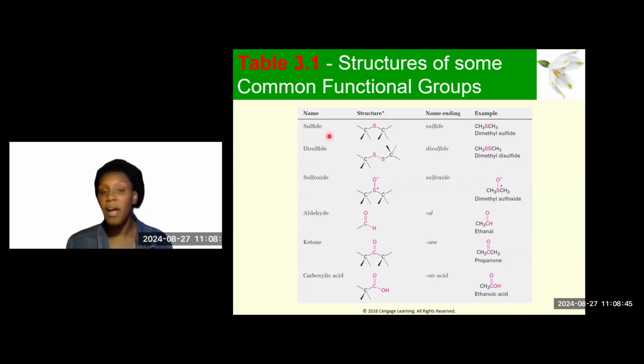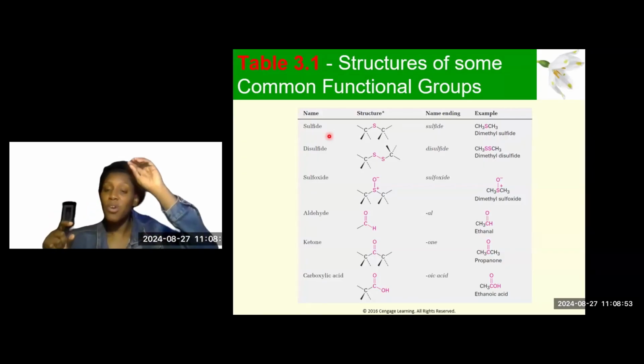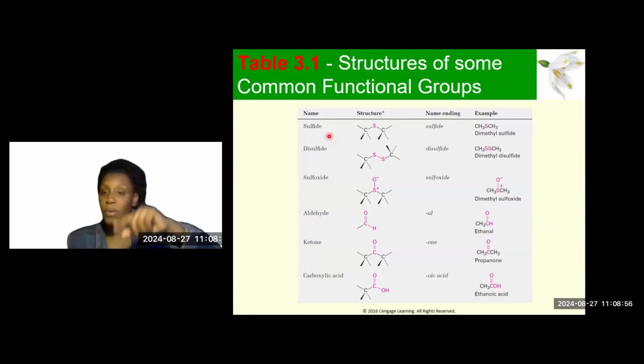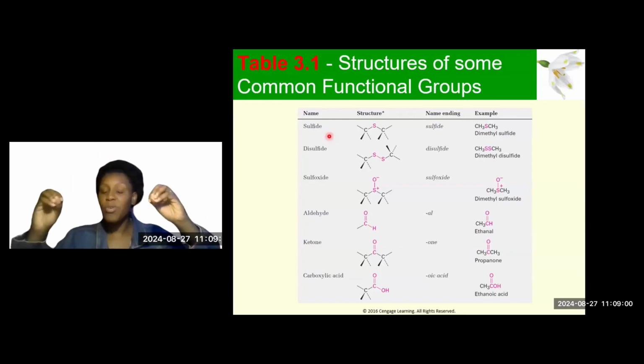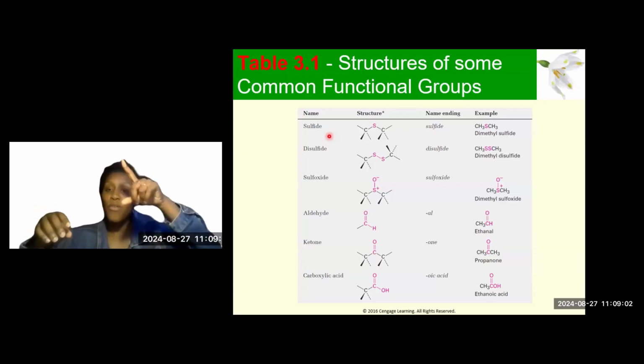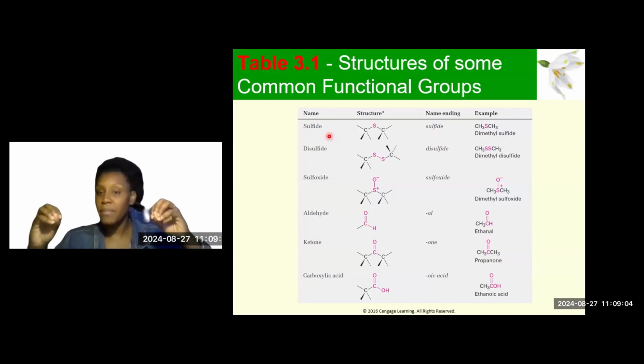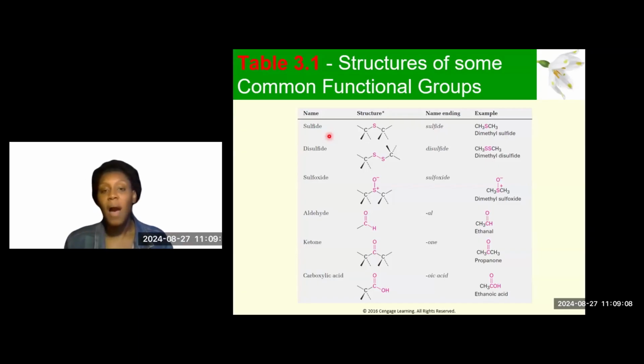So you have sulfide bonds. That's when the sulfur is in between two carbons. It's similar to how we have ethers. We know that sulfur and oxygen are in the same group on the periodic table, right? So if you have an oxygen in between the two, you have an ether. If you have a sulfur in between the two, you have a sulfide. And they have some similar properties.